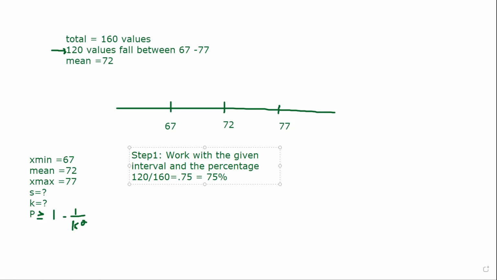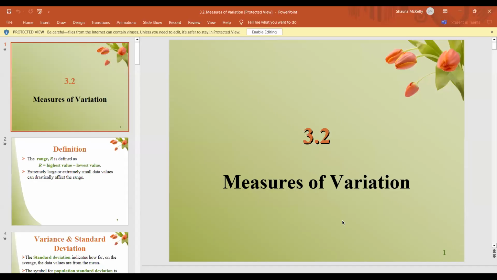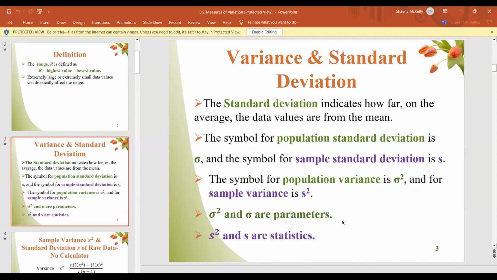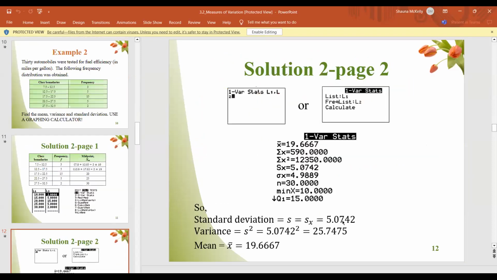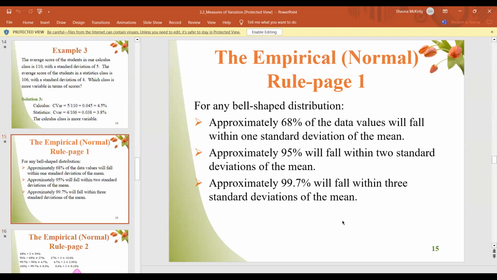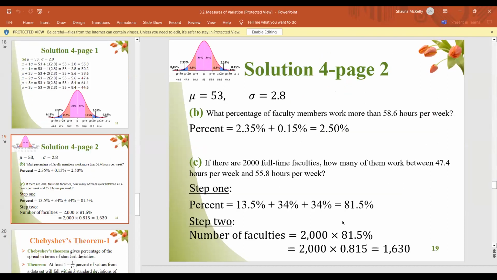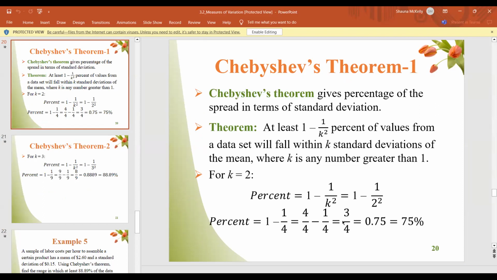From 3.2, right? Now, if I scroll down past all of the calculations that we saw, if you look at slide number 20, if your percentage is 75%, K is 2. So what they did was they gave you the K, but they gave it to you indirectly. You had to do some digging for it, but K was equal to 2.